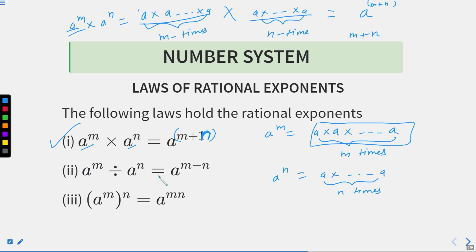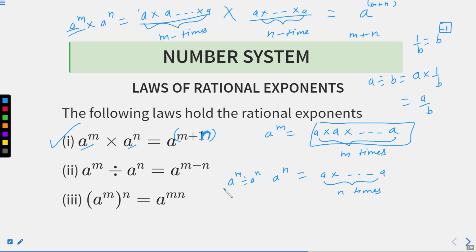Now the second says a^m divided by a^n. We know a divided by b, we can use the reciprocal to interchange the division or multiplication sign. So a times 1 by b, and we know 1 by b is equal to b raised to the power minus 1, as we saw with negative integral powers.